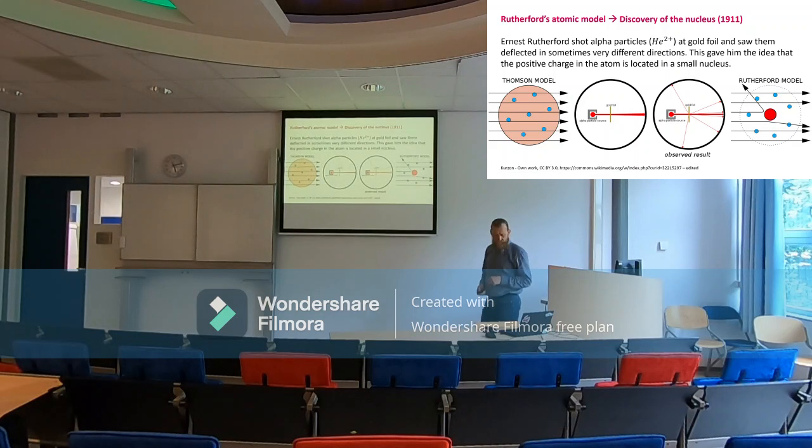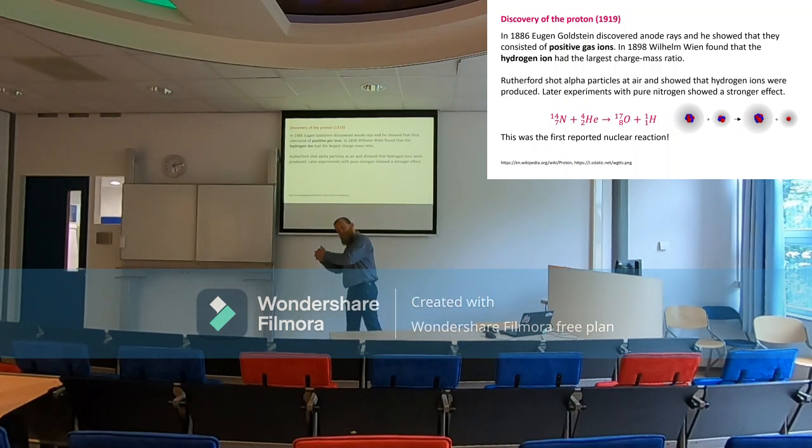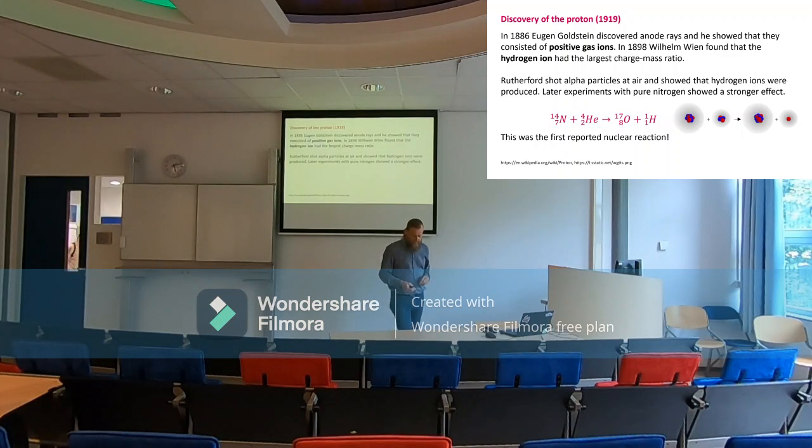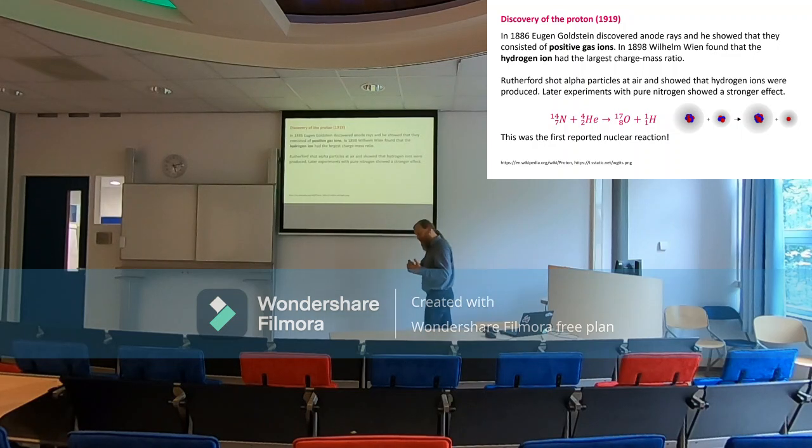And the hunt continued for the parts in this nucleus, and they also did experiments with anode rays, so the positive rays, and they already found that you can have positive gas ions in this ray, and they found that hydrogen ion has the largest charge to mass ratio. So basically, if all the gas particles have the same mass, then hydrogen has the largest charge, or if they all have the same charge, hydrogen has the lowest mass. And basically this was the case, it had the lowest mass.